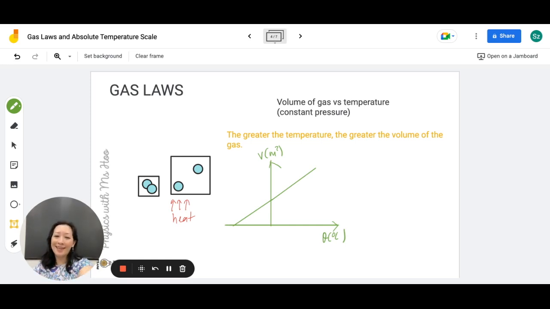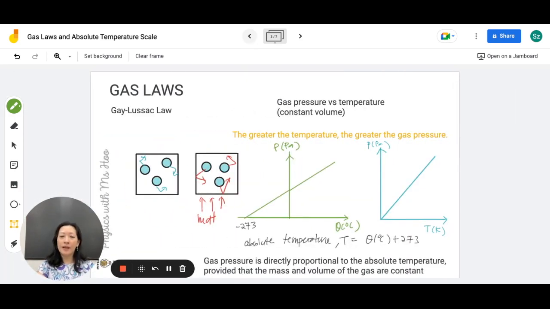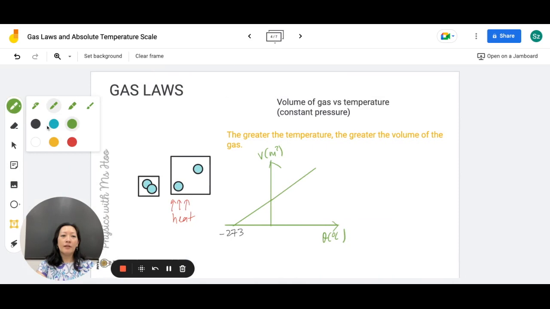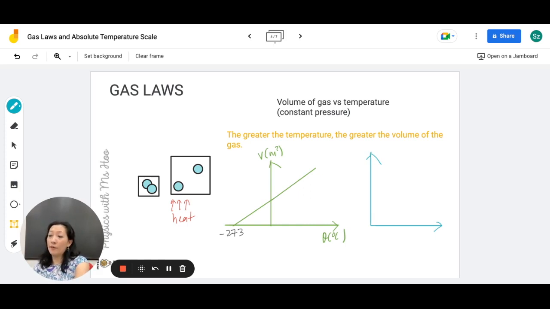Again, just like the Gay-Lussac law, they found that this will touch the x-axis also at negative 273 degrees Celsius. Same number as in this law. So they found that we can make the same temperature scale by adding 273. So that will be the same scale in Kelvin. And that's how we now can get a straight line through origin.